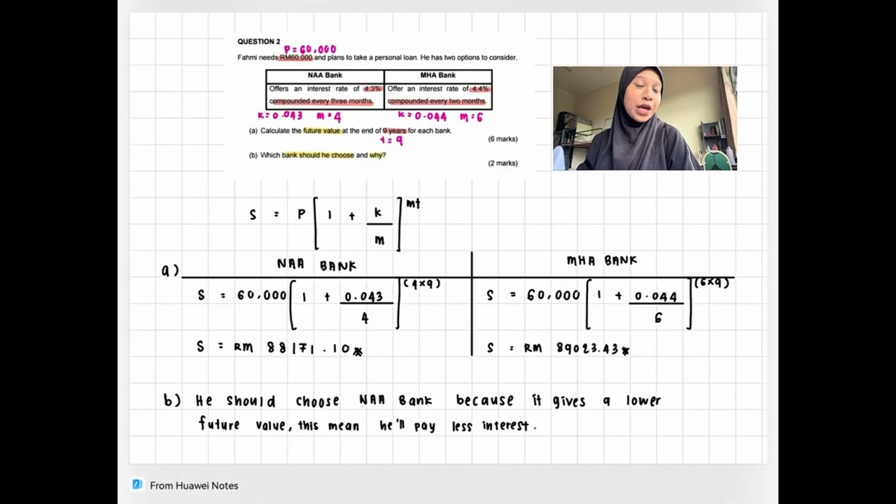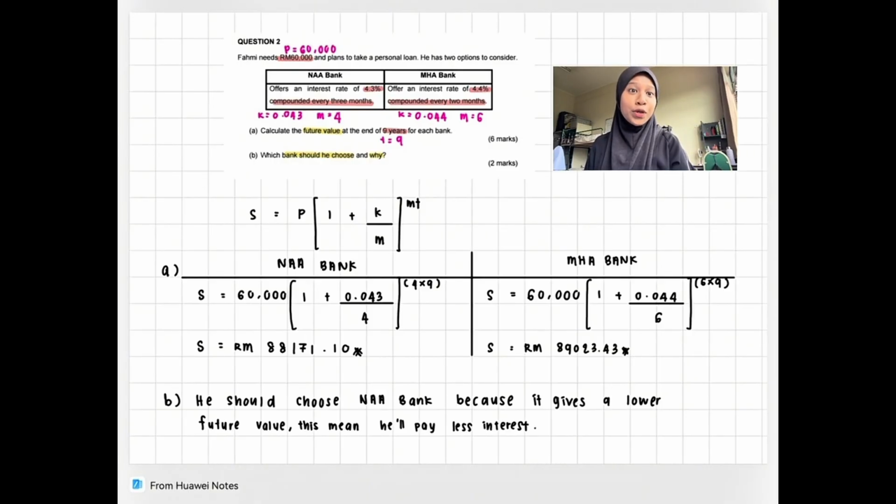That's all. Question 2. For this question, you can pause first to read the information. So we move forward to question 2A. Over here, we can see the question asks to calculate the future value at the end of 9 years for each bank, which is NAA Bank and MHA Bank.